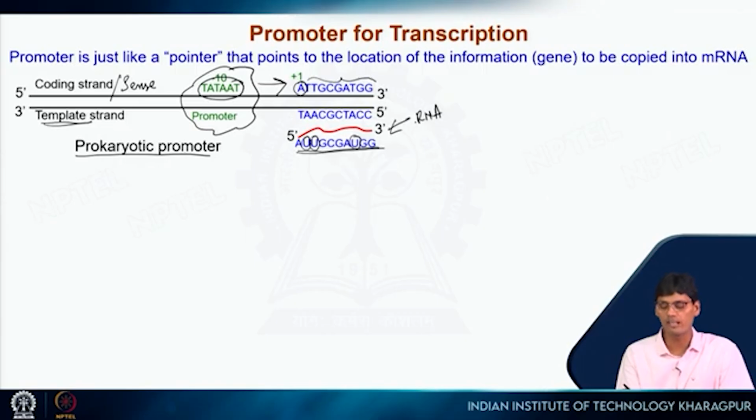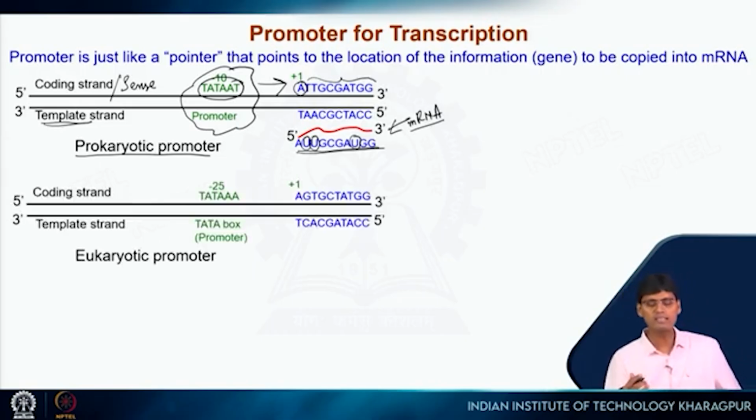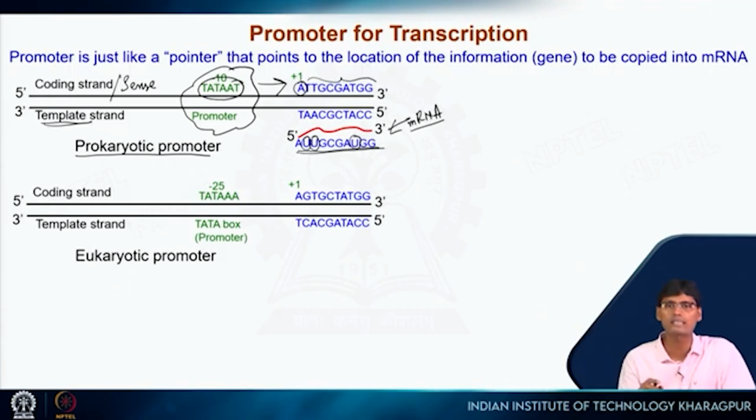So if it is a protein-coding RNA, then we can say this is mRNA. Now the fundamental mechanism is the same in prokaryotes, like bacteria, as well as in eukaryotes, like human and plant, everywhere. But the position of the promoter, the sequence of the promoter, that could be a little bit different, that's all. But the basic understanding is the same everywhere.